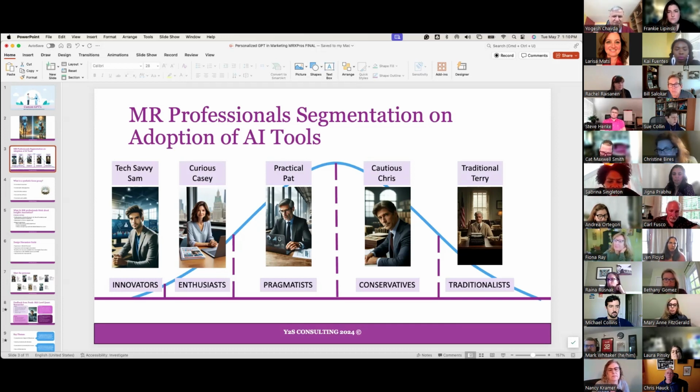Pretty scary stuff, right? Because it just does segmentation for you right there. But let's go a little bit further. What if I said I could actually run a focus group through a custom GPT tool? So what does that even mean?